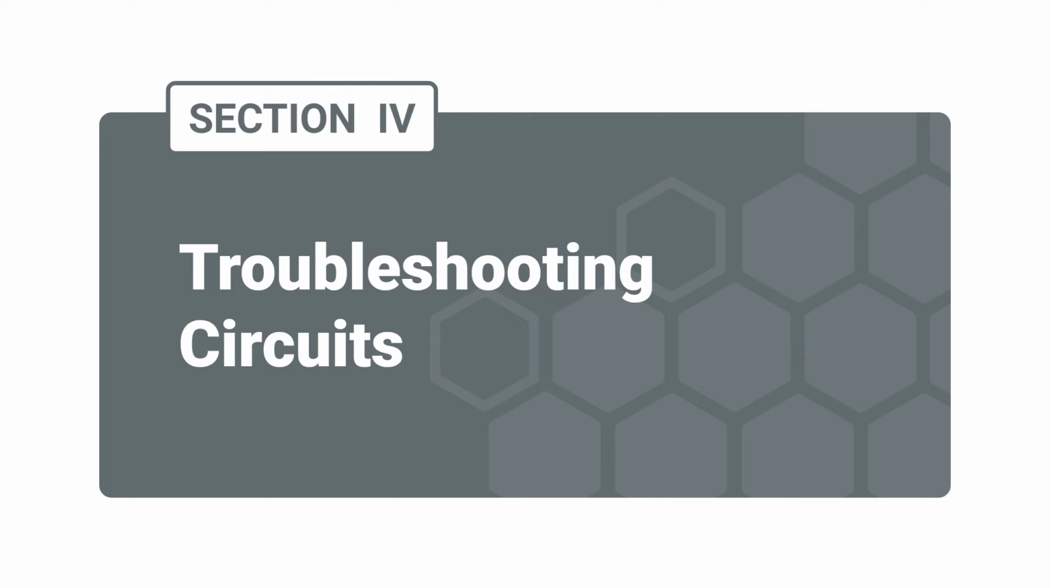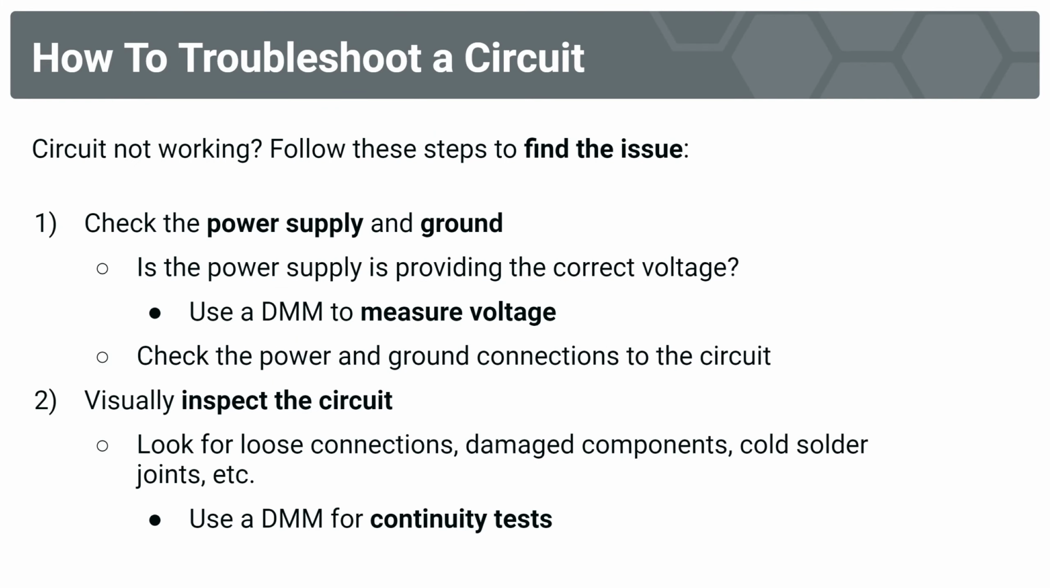Now that you've learned how to use multimeters, let's talk about the general process that you can use for troubleshooting circuits. We can break down this step-by-step process into two major components. The first of which is to find the issue on your circuit. The second is to verify that issue. Once it's verified, you should know how to fix it.